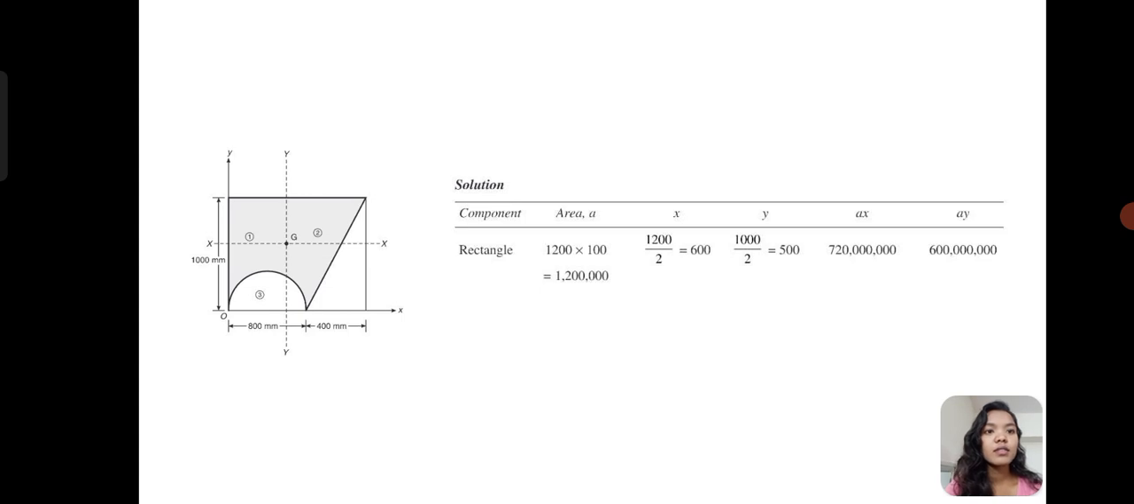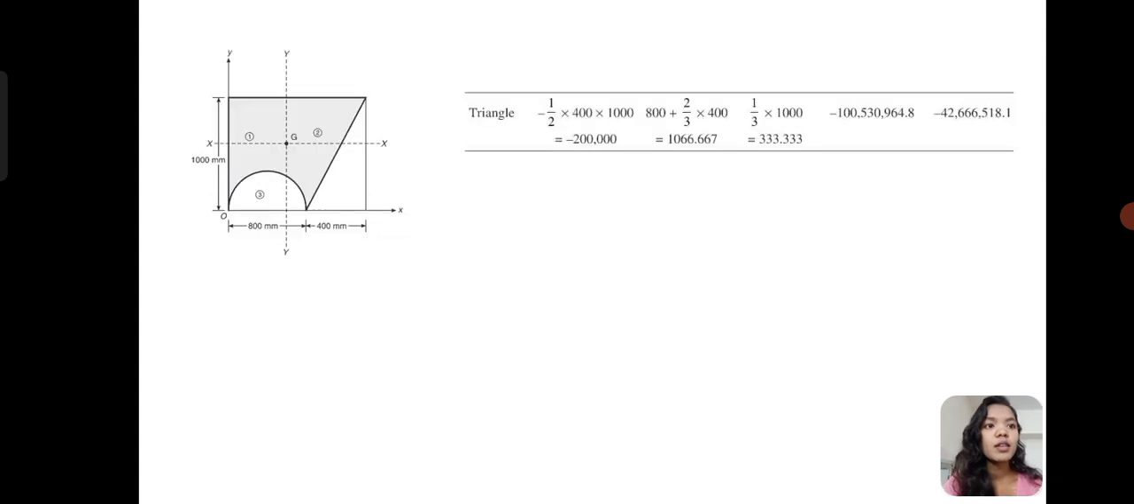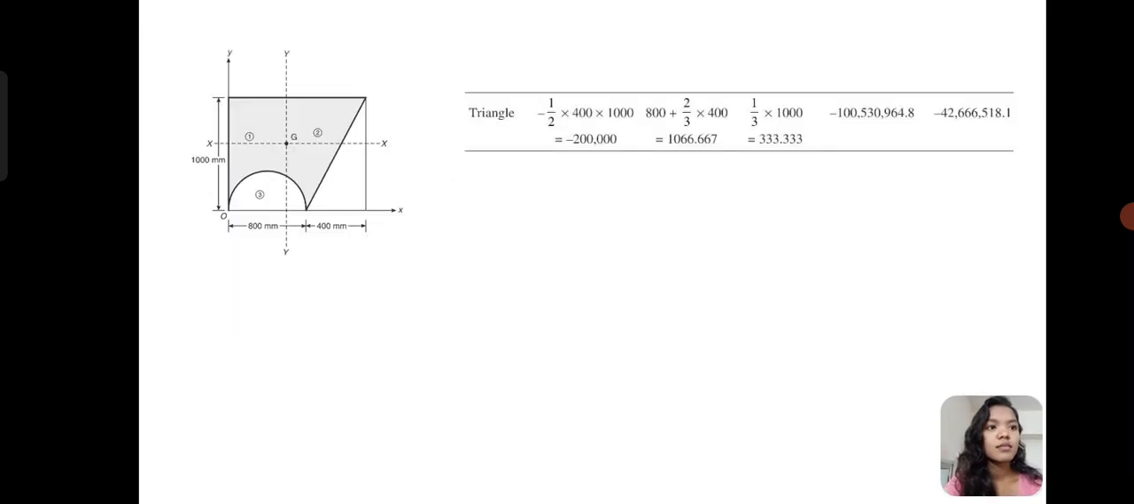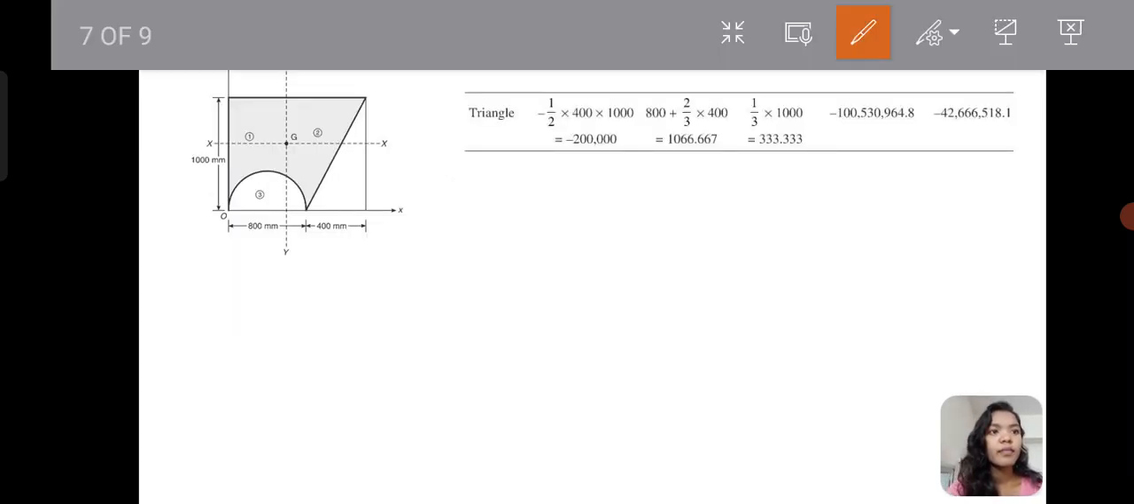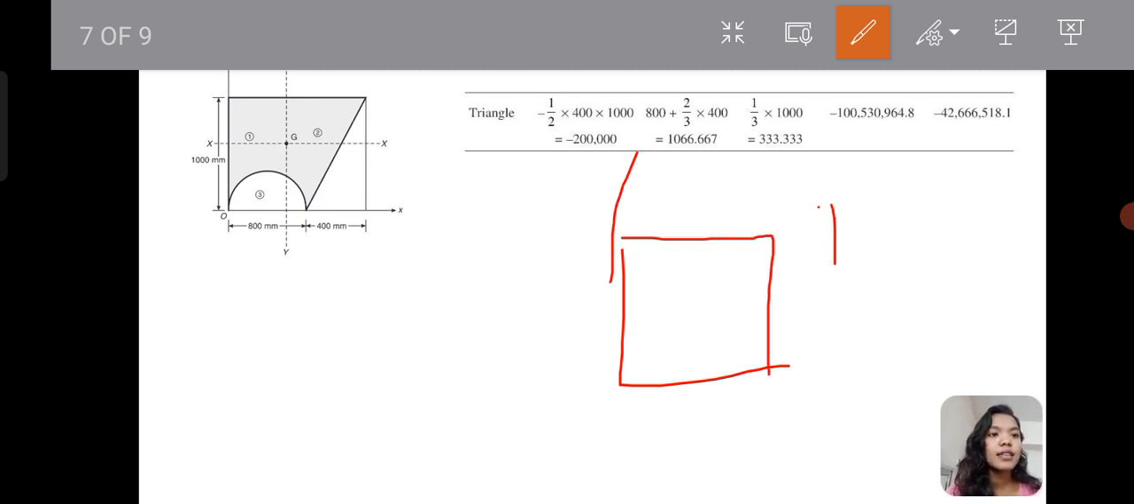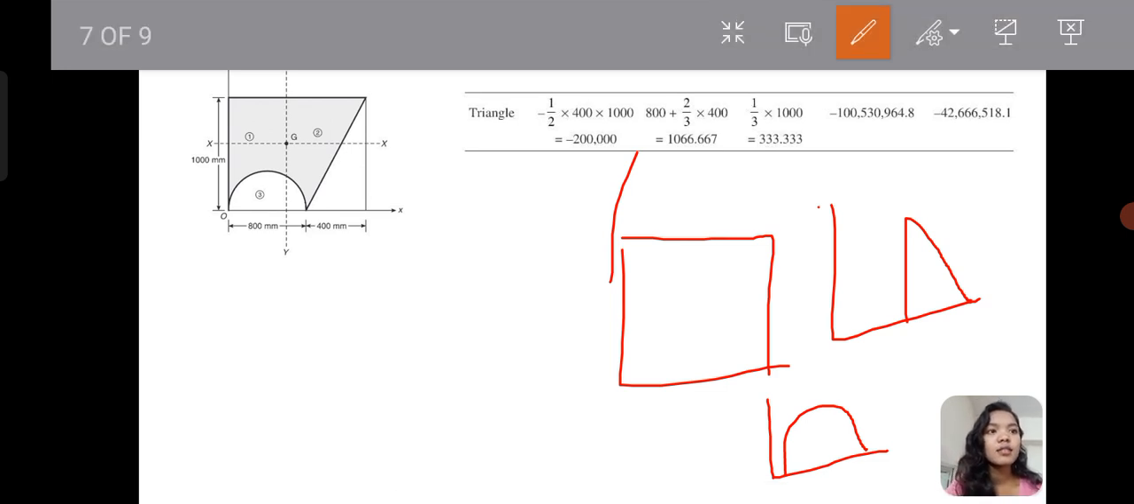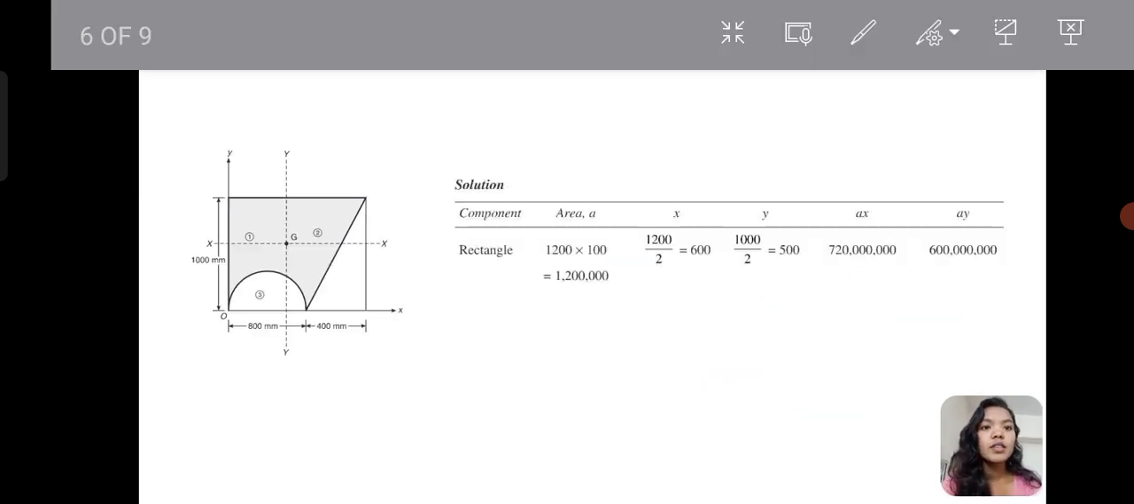Here they gave one solved problem with components. This is the component which has been shown. First we should draw the three components: a rectangle, another is a triangle, and another is a semicircle. First we should draw like this. After that, we should locate the centroids.